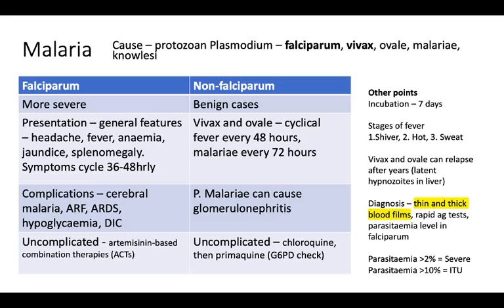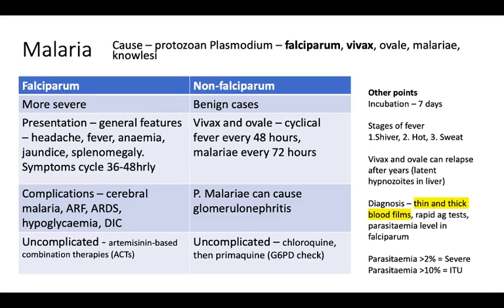Some other points which are worth remembering is that the average incubation period for malaria is about 7 days. So you want to keep this in mind when you're taking a travel history from a patient. They can also have different stages of the fever. So first off, they might start with a shivering type of fever, which can then transform into the patient feeling quite hot and looking quite flushed, and then which can then become a sweat phase where the patient starts sweating quite a lot.